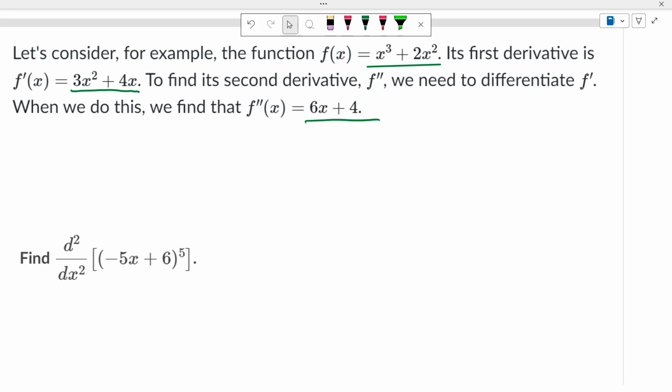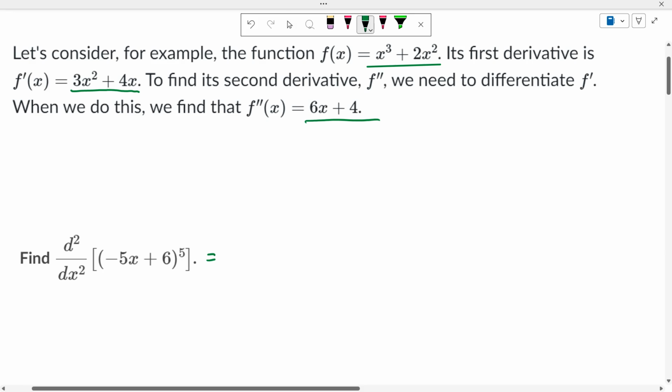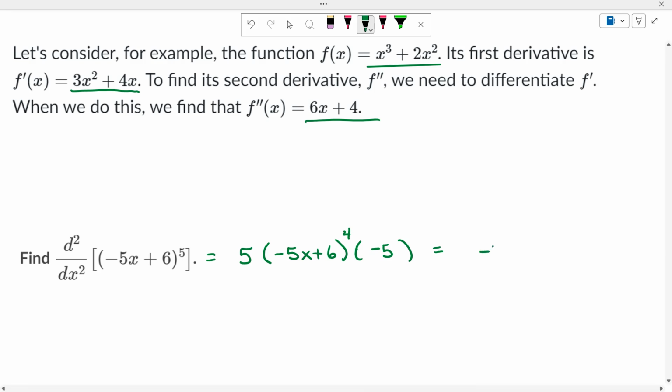Can we just let me write down the section title? Okay. So on this, we see that we have to do the chain rule. So it is 5 times the inside, negative 5x plus 6 to the 4th power, times the first derivative of the inside, which is negative 5, which we need to rewrite before we try to take another derivative. Rewriting it is just negative 25 times negative 5x plus 6 to the 4th power.